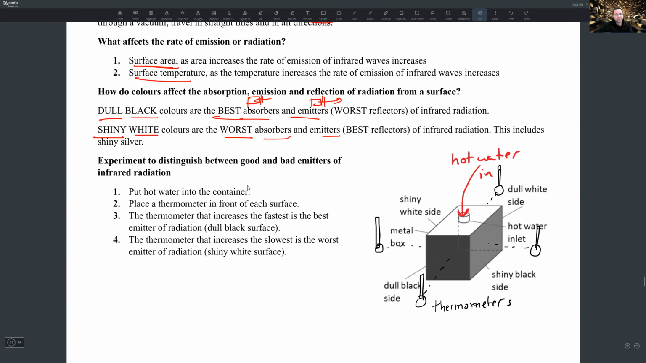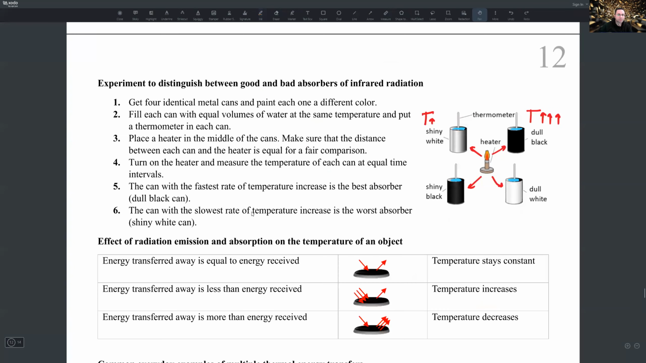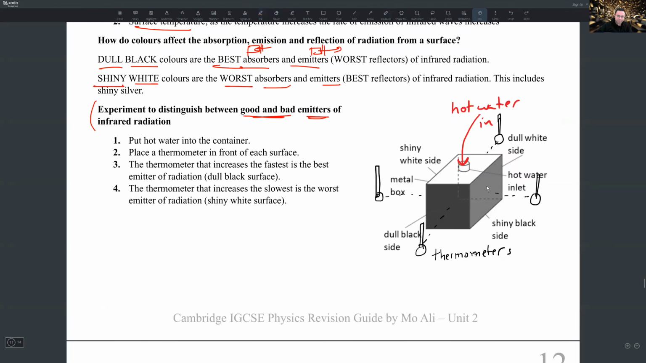Okay? You should be able to describe at least two experiments. One experiment for a good or bad emitter of radiation, and another experiment for a good or bad absorber of radiation. And these two are very basic experiments. يعني بصوا اللي بيحصل في أول واحدة. I get a metal box, it's empty on the inside, you fill it with hot water. So it's all equally hot. Every surface of this box has a different color. One's dull black, one's shiny black, one's dull white, one's shiny white. And you put a thermometer or a thermopile or an infrared sensor in front of every one of these.